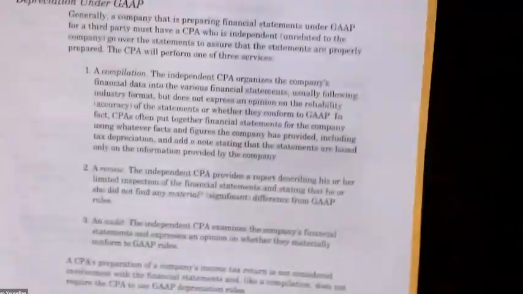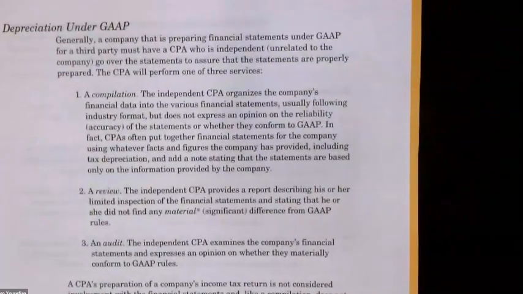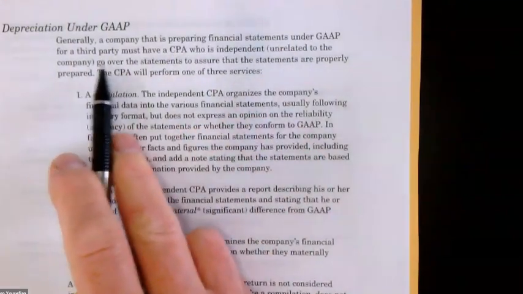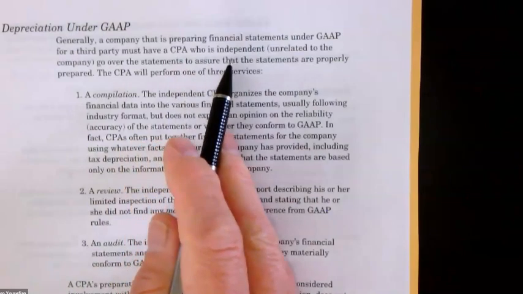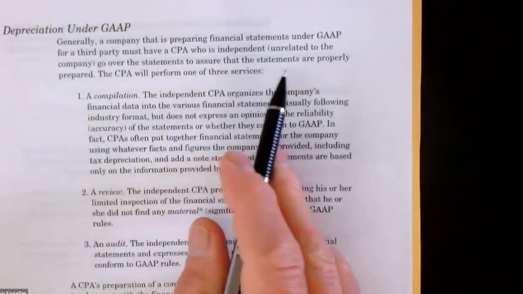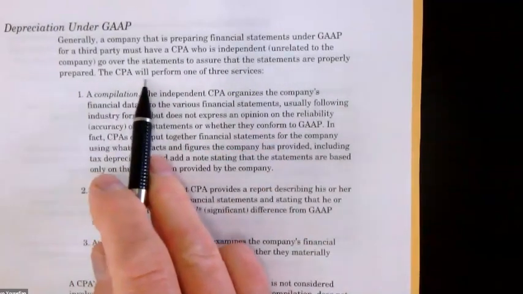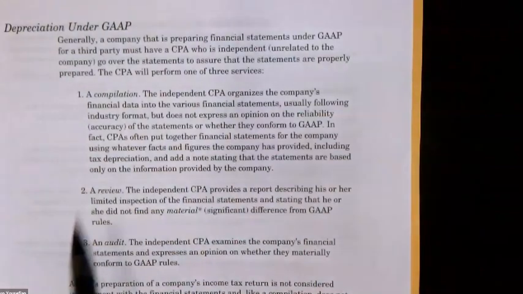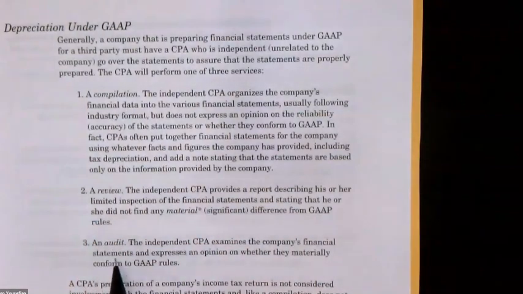Okay, so depreciation under GAAP. It says, generally, a company that is preparing financial statements under GAAP for a third party must have an independent CPA go over the statements to ensure that statements are properly prepared. The CPA will perform one of three services, either a compilation, a review, or an audit.